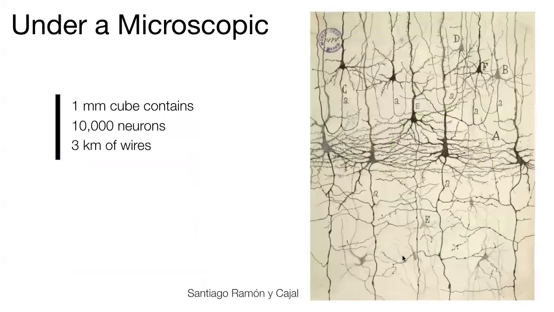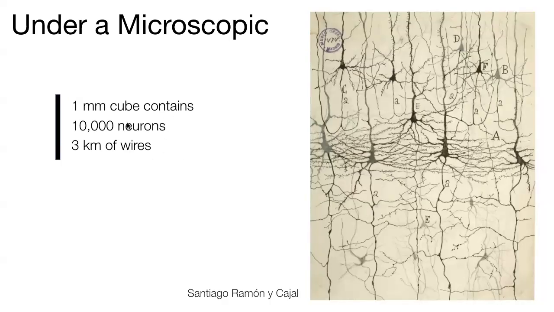This is a drawing from Santiago Ramon y Cajal. He was one of the pioneers in this field and drew these things 120 some years ago. He would stain these cells, inject them with some dye, and then look at them under a microscope and draw them.